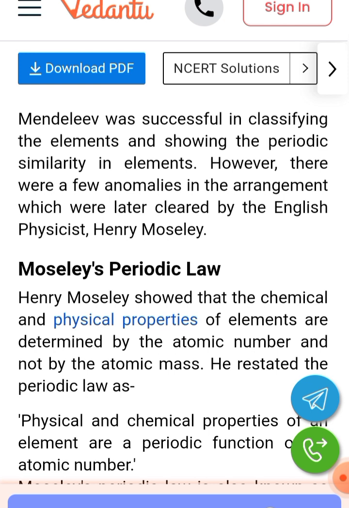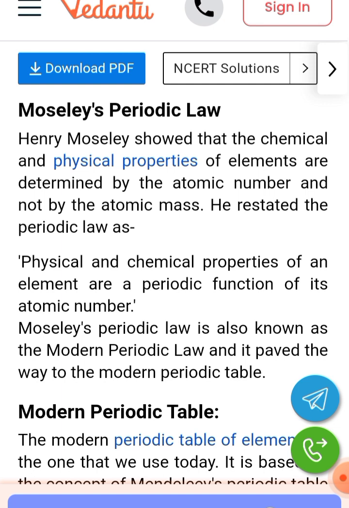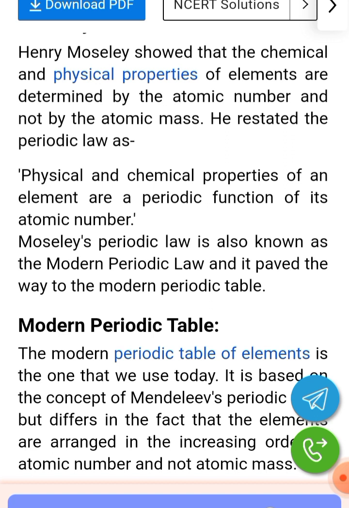However, there were a few anomalies in the arrangement which were later cleared by the English physicist Henry Moseley. Now, Henry Moseley's periodic law. This Henry Moseley was the one that rearranged, he worked on the periodic table that was done by Mendeleev. Although so many other scientists worked on the periodic table, it was some scientists that discovered the elements that Mendeleev foretold would be found. They are not here now. So Henry Moseley showed that the chemical and physical properties of elements are determined by the atomic number, not by the atomic mass.